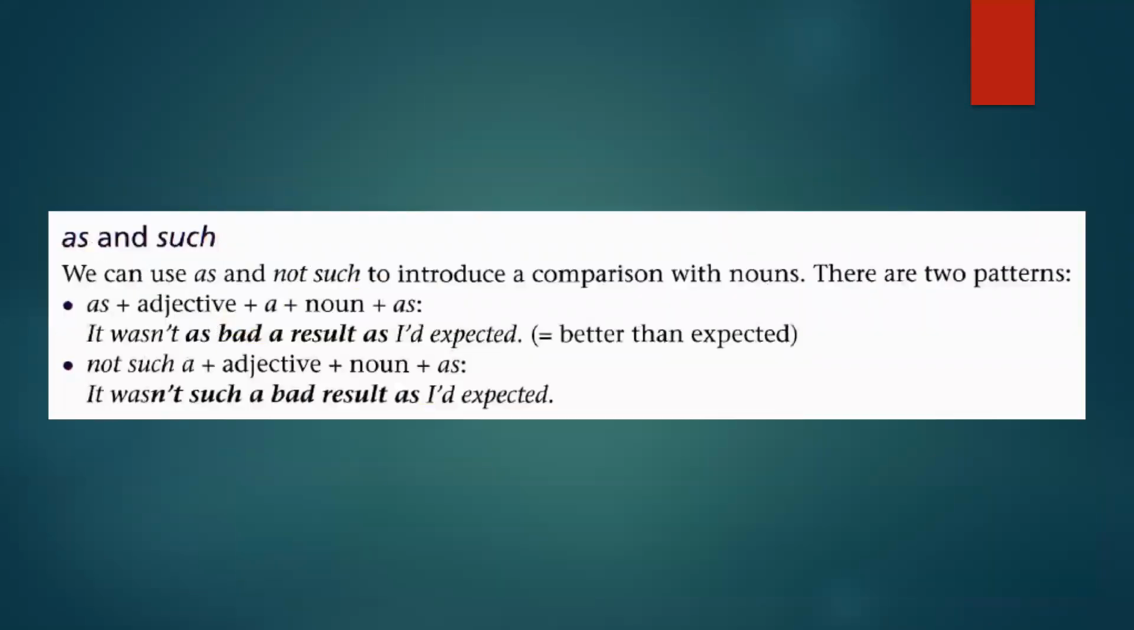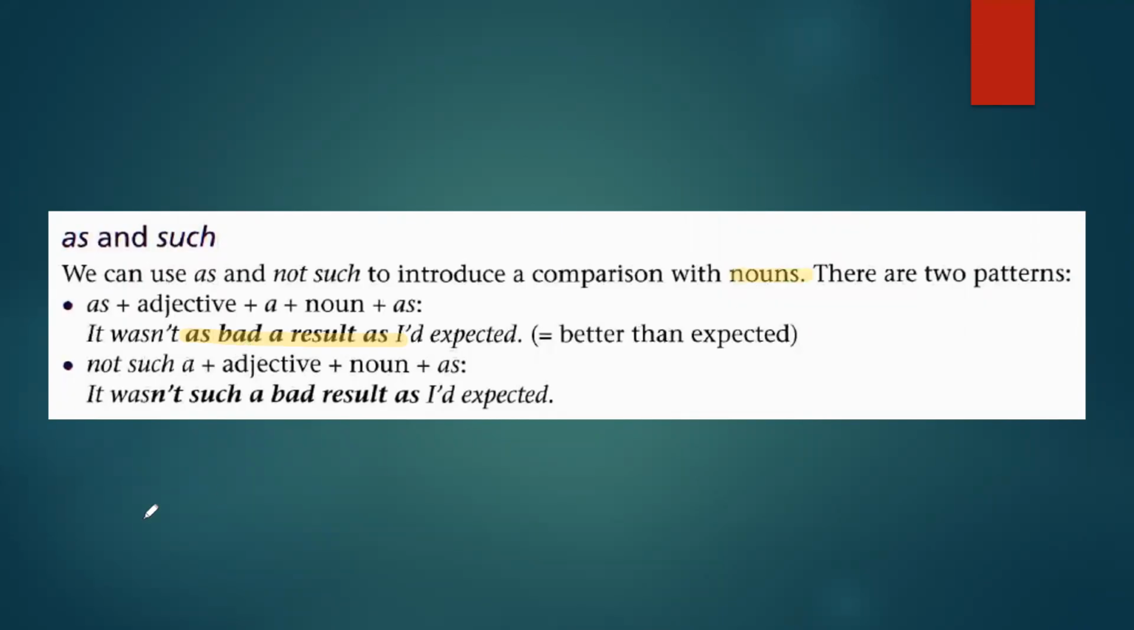And the last one, as and such. No, I'm not going to start talking now about as and such, after the idea that after as we can use only an adjective, and after such we use an adjective and a noun. Actually, I was not going to speak about it. Look at the constructions. We use here as, adjective, a, noun, and as. It looks quite weird for us at first. It wasn't as bad a result as I'd expected.